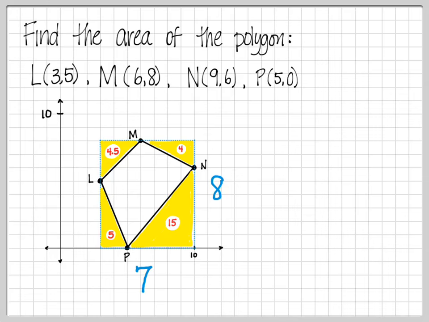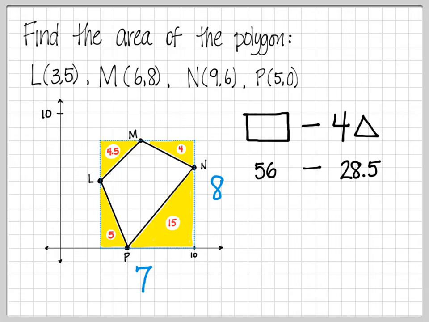So to find the area of the irregular polygon, we're going to take the blue rectangle and subtract the 4 triangles. Well, the rectangle is 8 by 7, so that's 56. The 4 triangles, we add all those up, and that's 28.5. 56 minus 28.5 is 27.5, and so the area of that irregular polygon is 27.5 units squared.